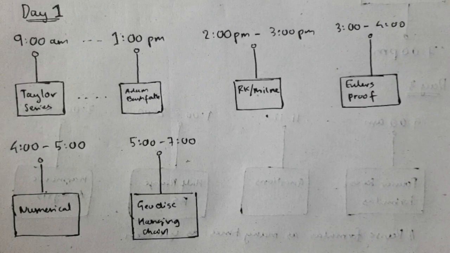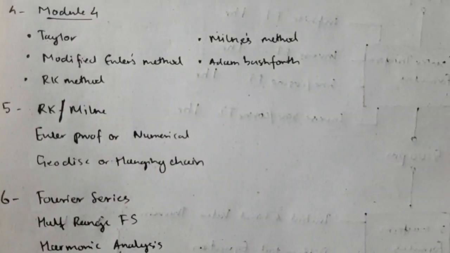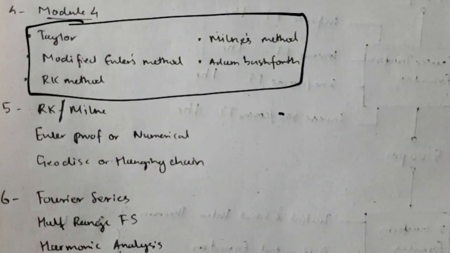Firstly, start from day 1. In day 1, from module 4, which you have, see, in module 4 you have these topics. Okay, these are the 5 methods, and each method takes at least half an hour.